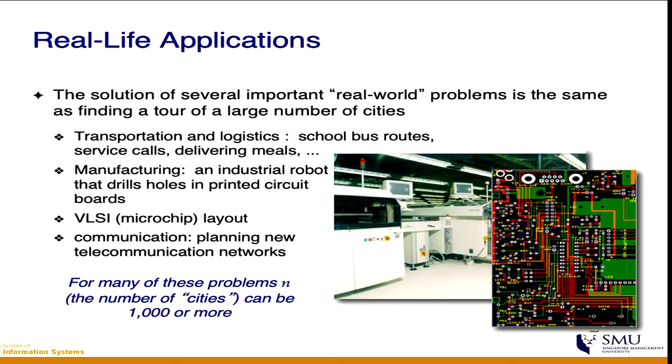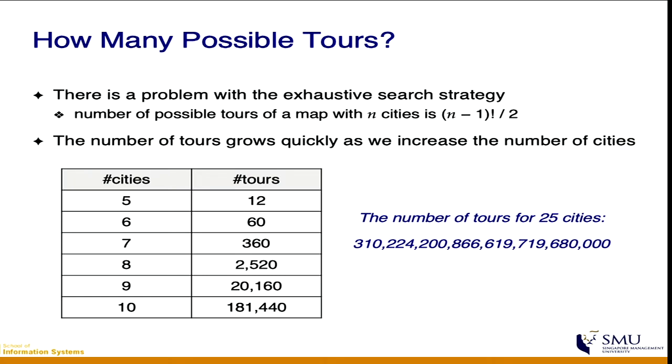Of course, there are also transportation and logistics problems, and manufacturing and so on. In a lot of cases, the number of cities can be 1,000 or more. So this is what we meant by saying that a lot of problems that we face in computational thinking can be abstracted, and once you abstract them, you can apply the solution to many different scenarios. Now, one of the things that we try to do is to quantify how many possible tours we need to check to actually get a meaningful solution.